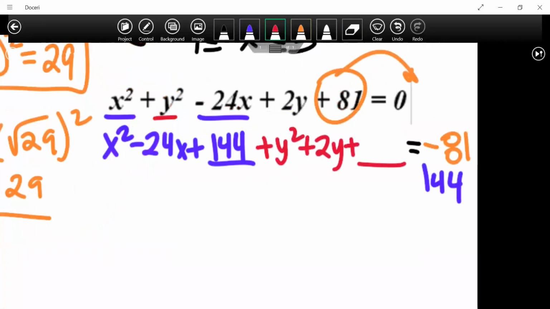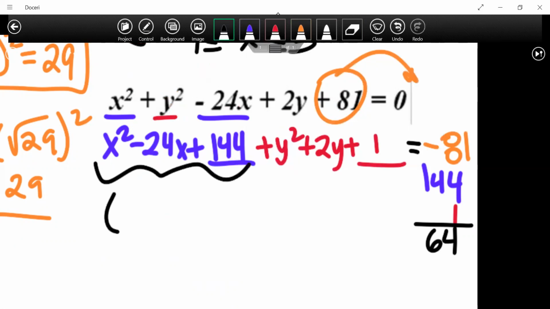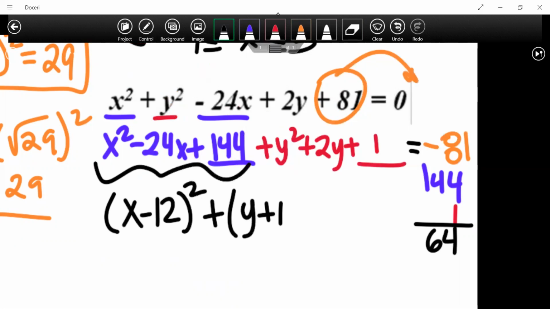Take your y's now, divide that by 2. So 2 divided by 2 is 1. 1 squared is just 1. So we're going to bring that 1 up here. This is going to give me 64. This is going to be in the form of (x minus 12) squared plus (y plus 1) squared is equal to 64.